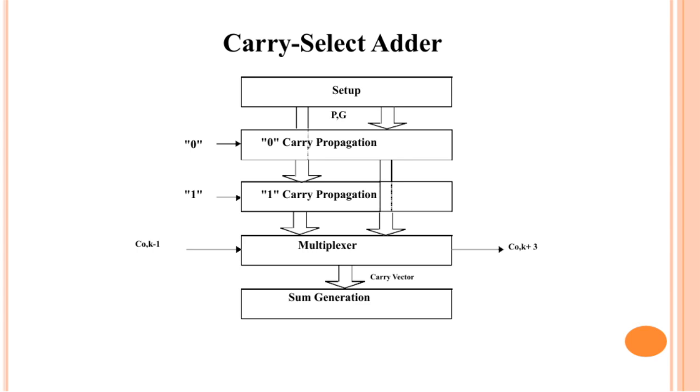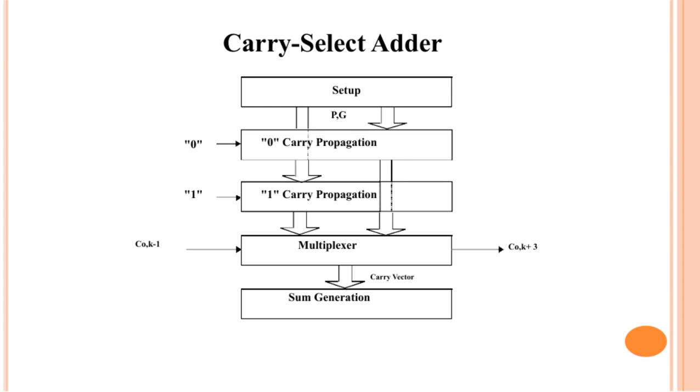The multiplexer plays a crucial role by selecting the correct sum and carry outputs based on the actual carry input. This approach reduces the delay that typically occurs during carry propagation. You can see the terms Co,k+1 and Co,k+3 representing carry outputs at different stages, while the values 0 and 1 correspond to the two carry propagation scenarios processed in parallel.